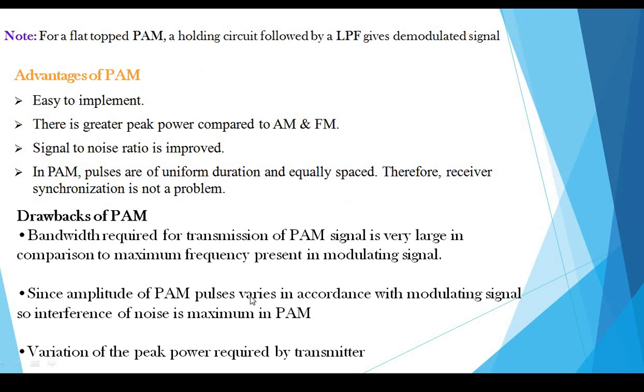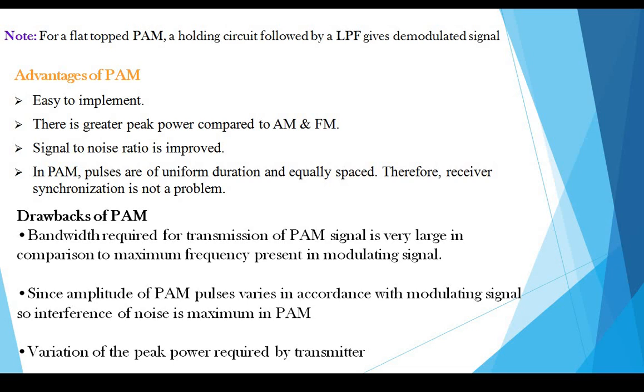The pulses in PAM are of uniform duration and equally spaced, therefore receiver synchronization is not at all a problem. In pulse amplitude modulation, we have to see whether the signal is synchronized in terms of amplitude and frequency with your transmitter side signal. Here it is not a problem because you are converting your continuous wave signal into a discrete wave, which means the pulses are equally spaced and of uniform duration. So there is synchronization at the receiver side, and it is not a problem.